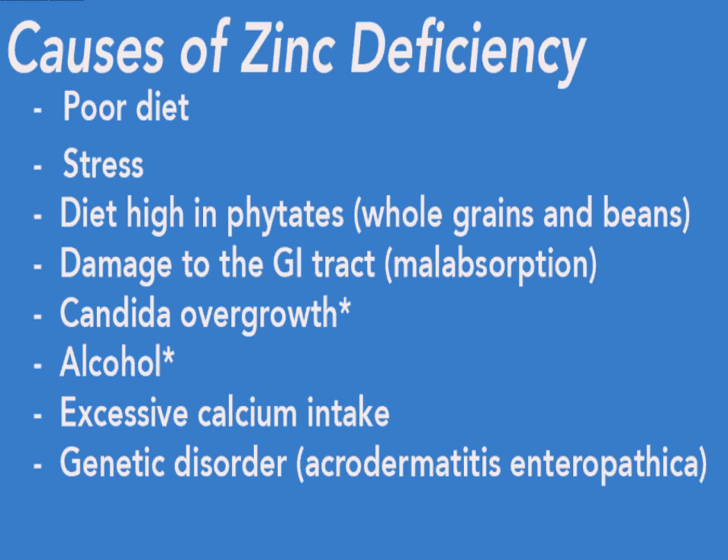Alcoholics are subject to zinc deficiency, maybe because of a poor diet or because of many other reasons. And we also know very well that calcium, being a mineral with a 2 positive charge, competes with zinc for absorption from the GIT. And there is an autosomal genetic disorder named acrodermatitis enteropathica. This disorder is because of the deficiency of a protein whose gene is mutated. I will discuss this disorder in a coming session.